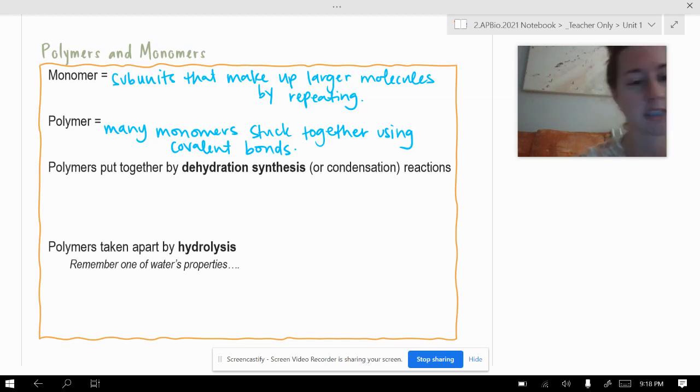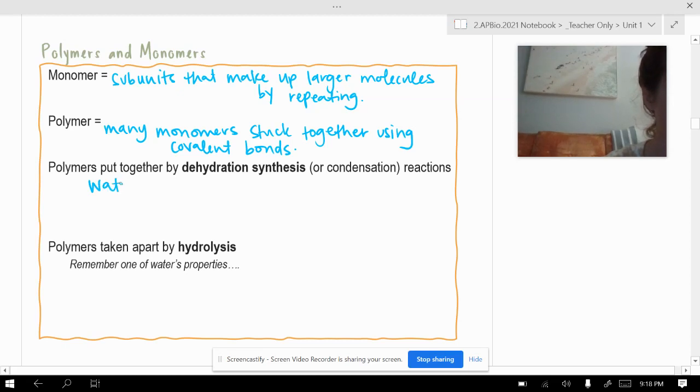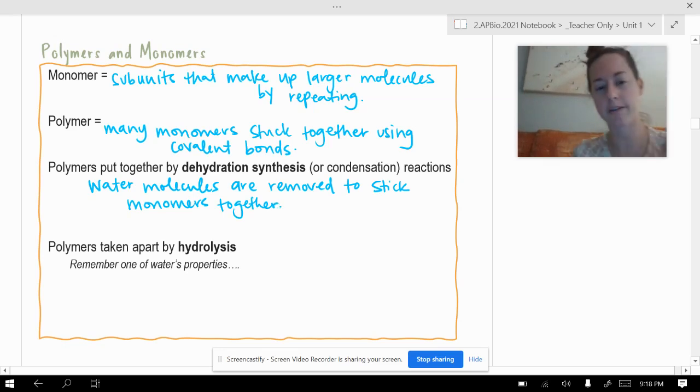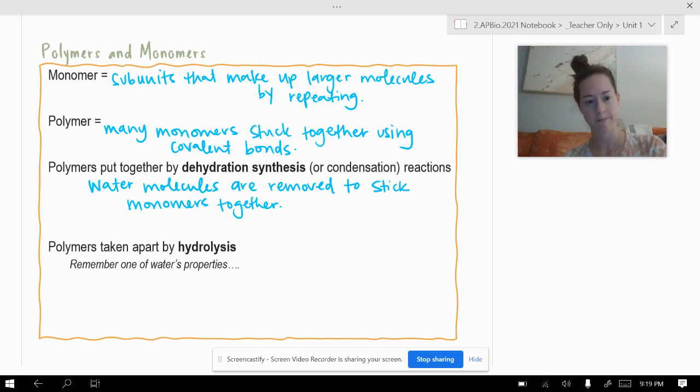But basically what happens is molecules are removed to stick monomers together. Basically, it frees up bonding sites, usually on carbon atoms in the molecule. And I'll show you a picture in a second, which will help.